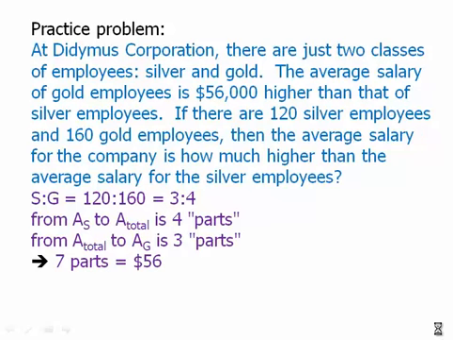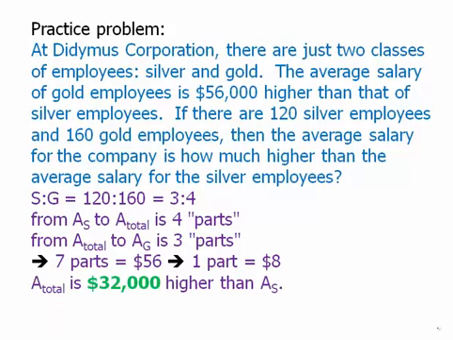We'll divide, and we get 1 part is 8, or 8,000. And so now, if we're starting out from silver, we have to go up 4 parts. Well, 4 times 8 is 32, or $32,000. So the total is $32,000 higher than the average for the silver employees.